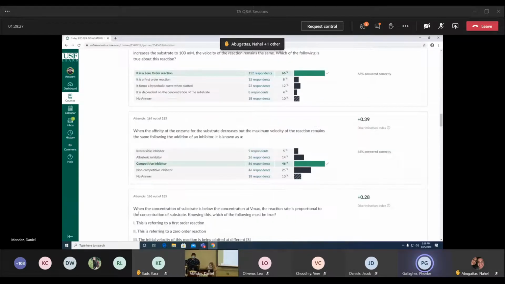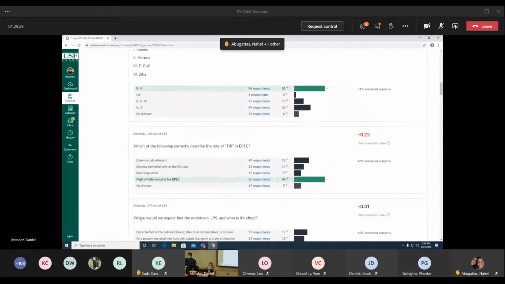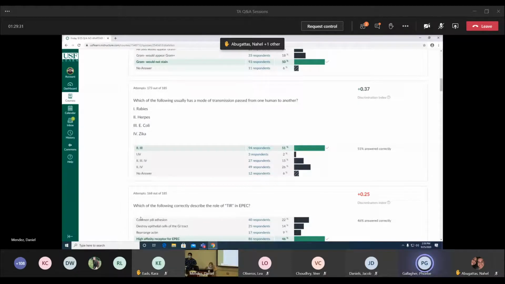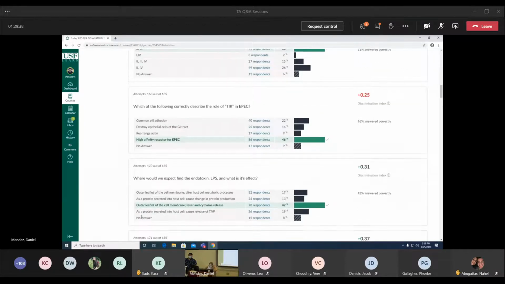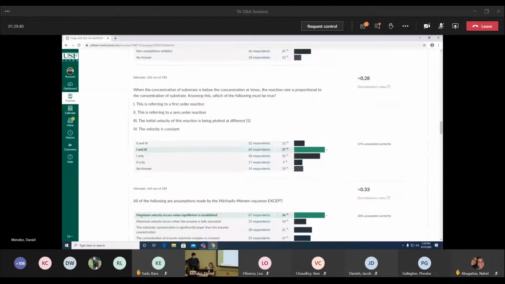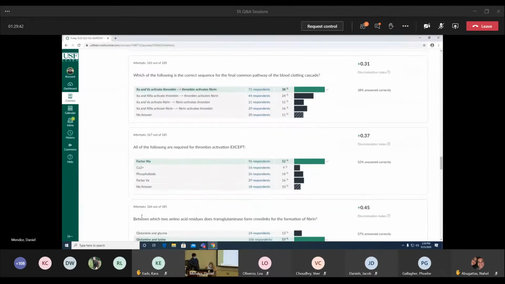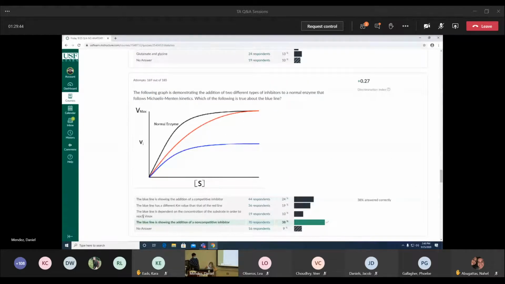There's one in the lecture hall. Okay. The question is, can you explain why they have different KMs? Or why they don't?